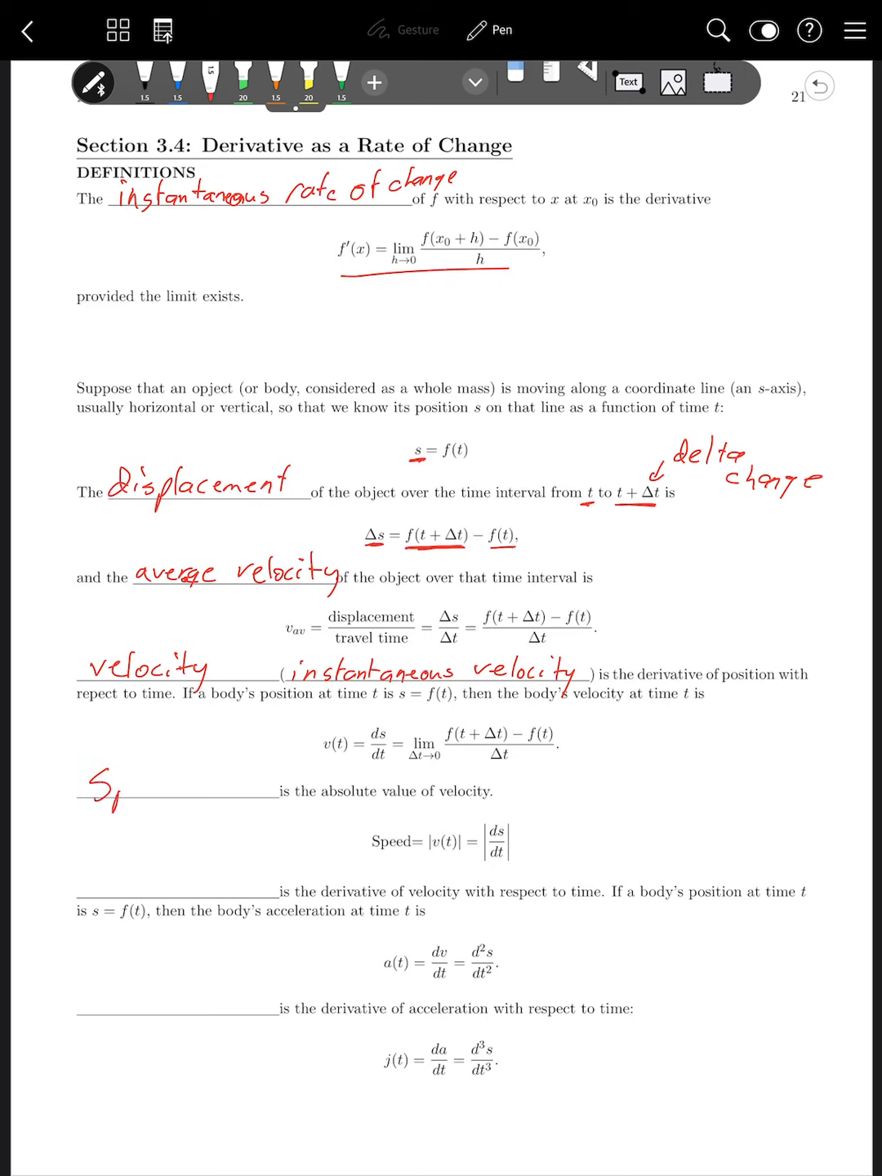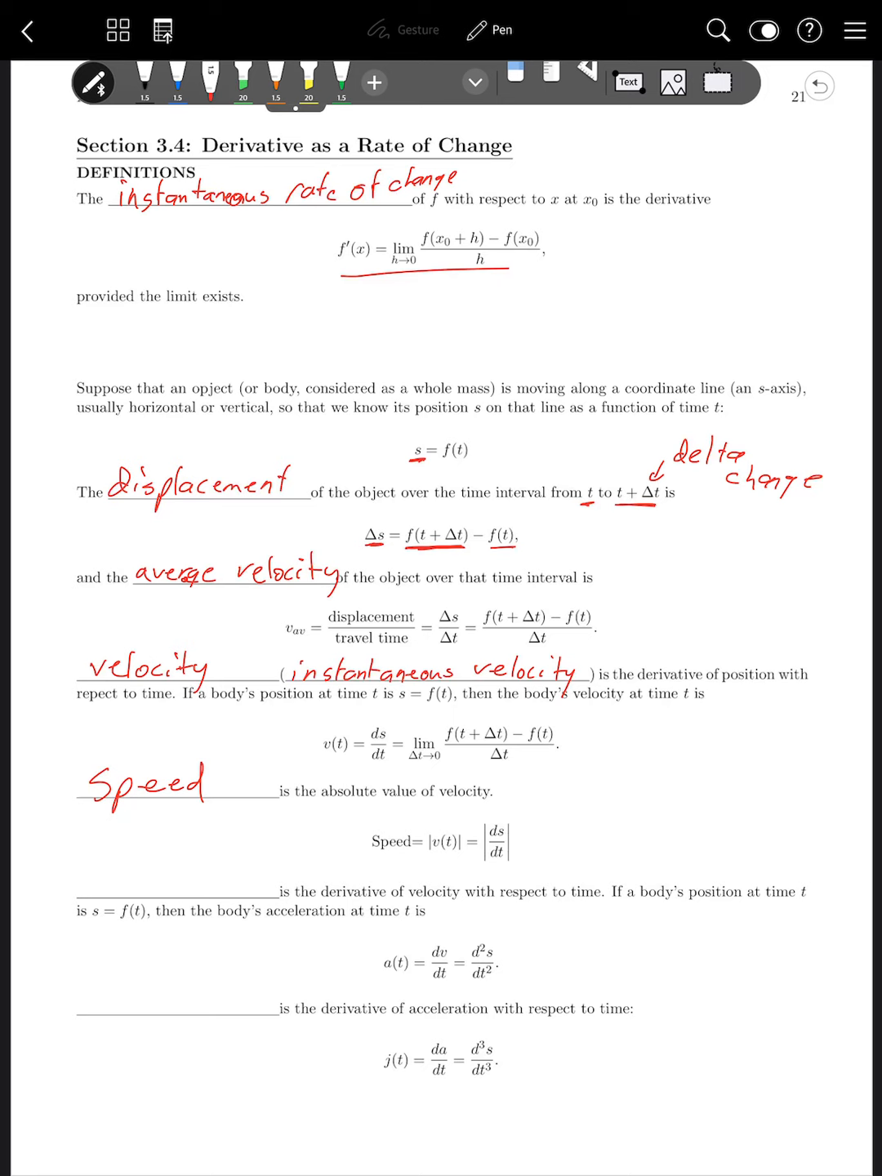And speed is related to velocity. Speed is the absolute value of that derivative. One of the important notes here is that velocity and speed are different in that velocity has direction and speed does not. So velocity can be negative. For example, if I drop something, its velocity would be negative because it's going down. Okay.